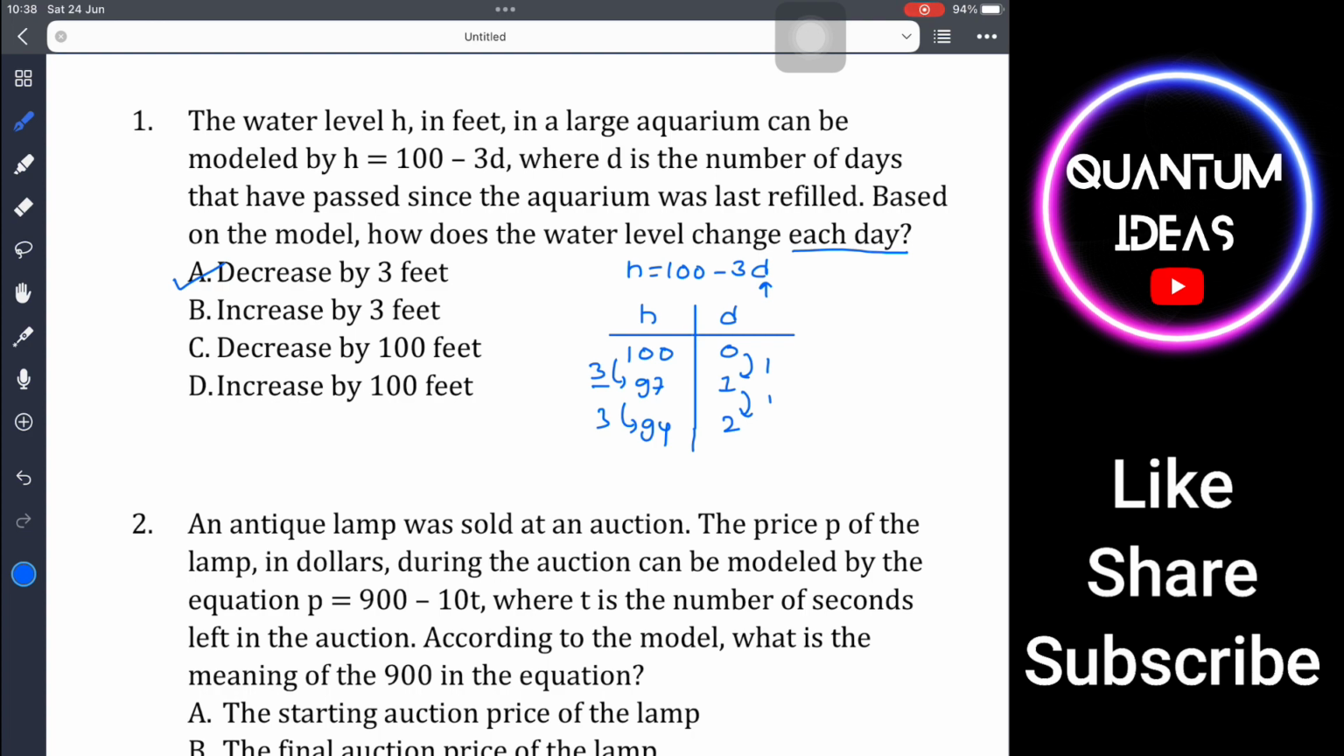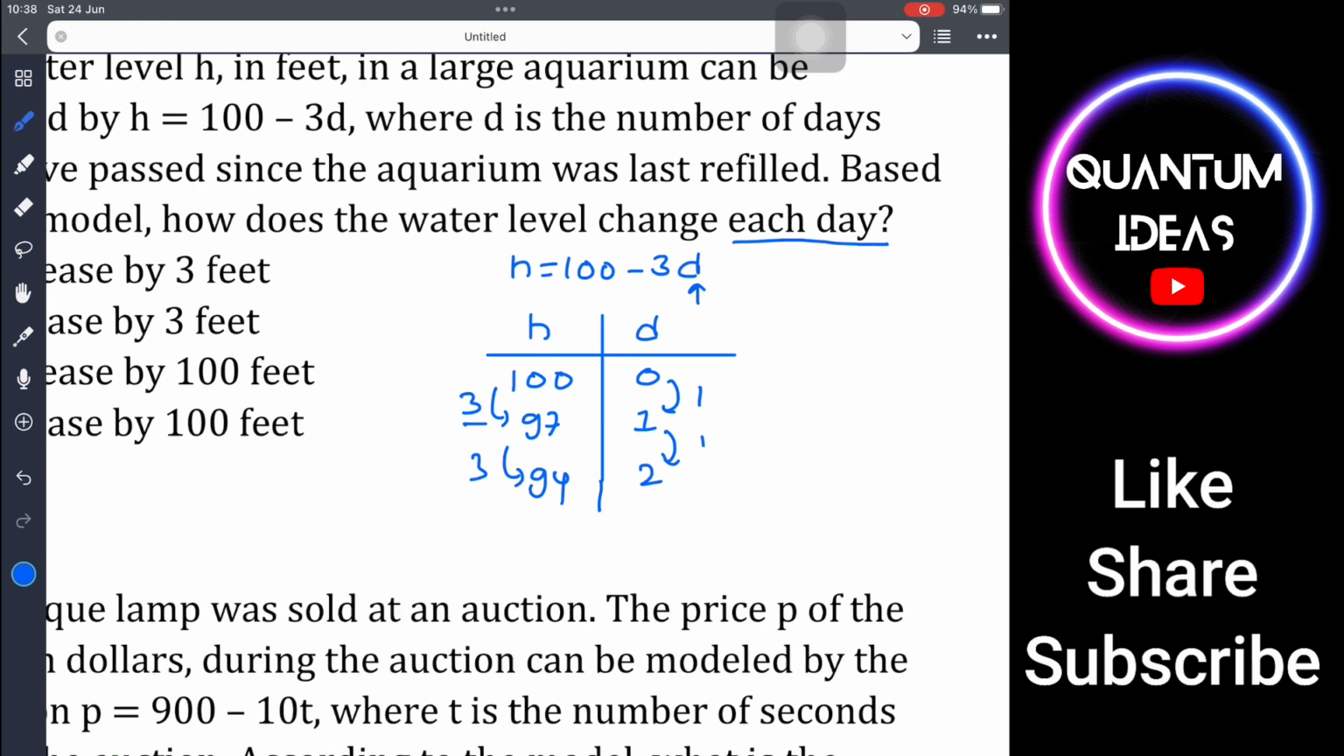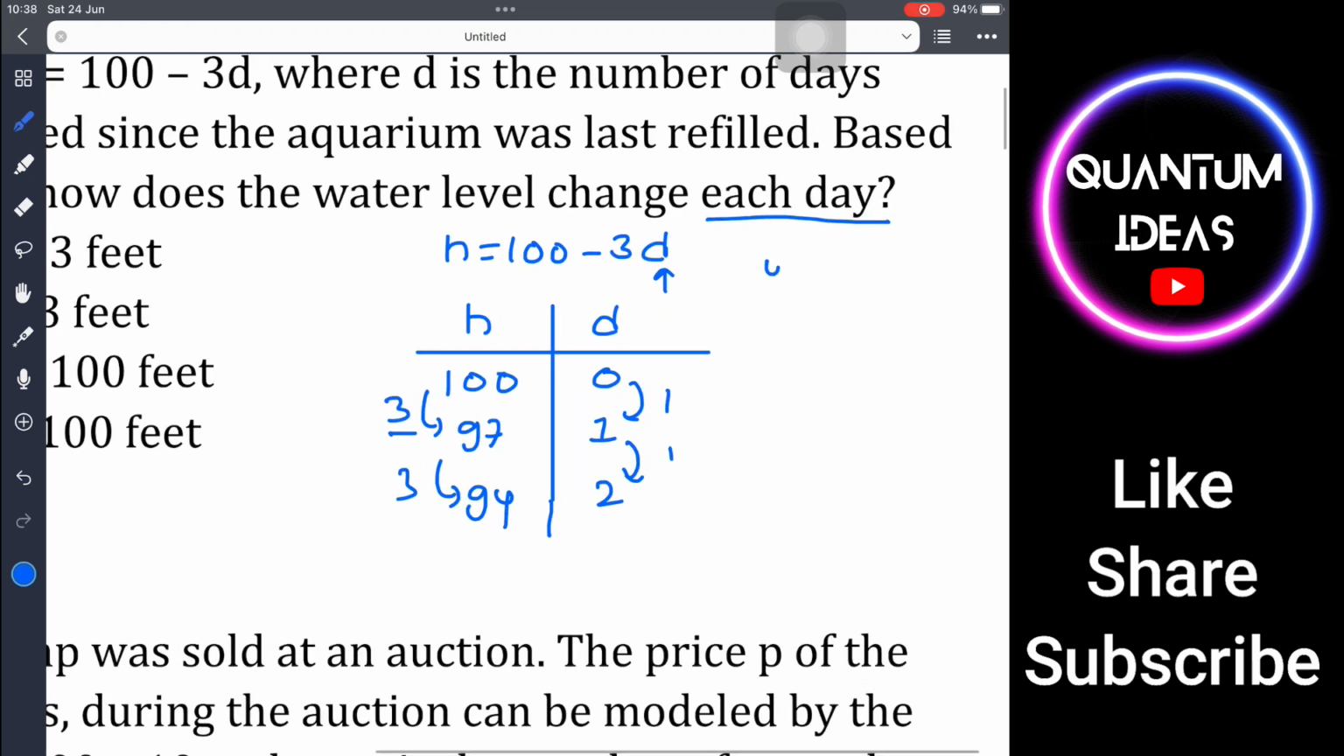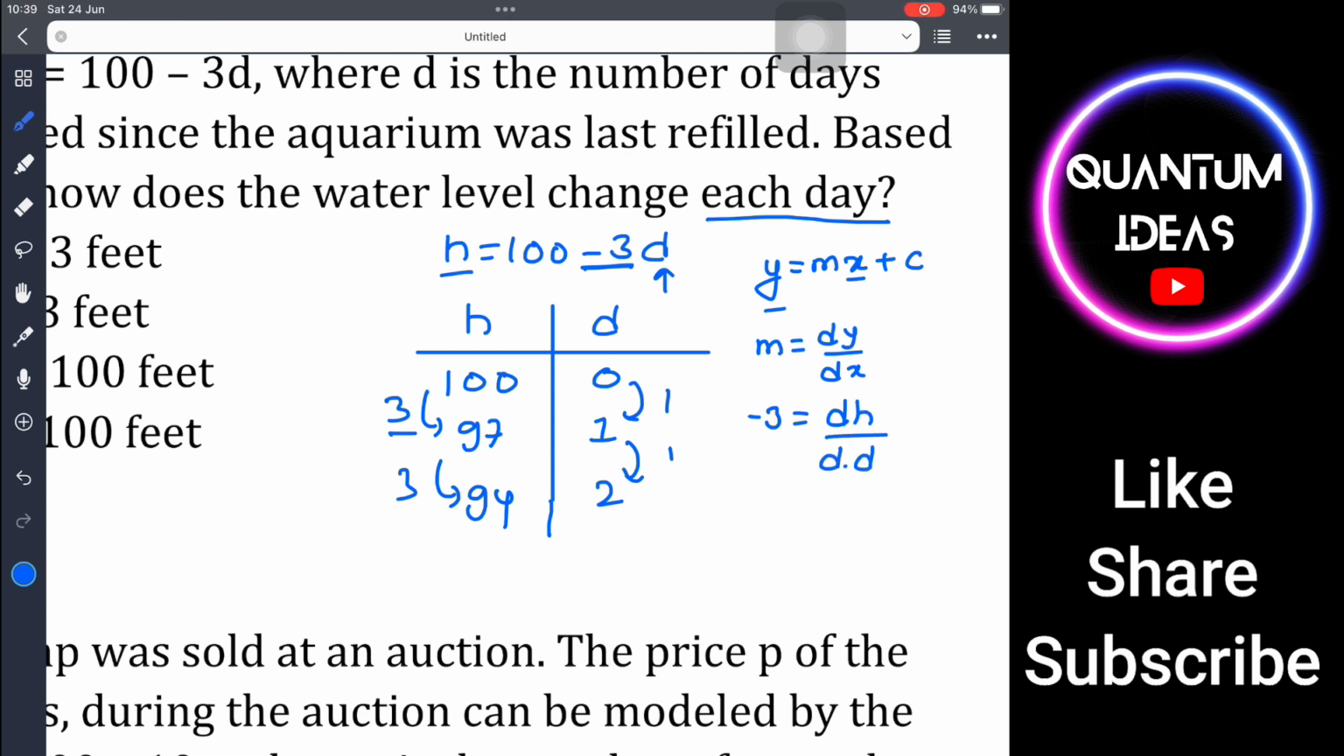And there is also another way to answer this. We know that the equation of a line with y-intercept c and slope m is y equals mx plus c, right? If you have to find the change in y per unit change in x, that is the slope. So m equals dy by dx. Here you can see the slope is minus 3, and that is the change in h per change in d. d is the number of days.